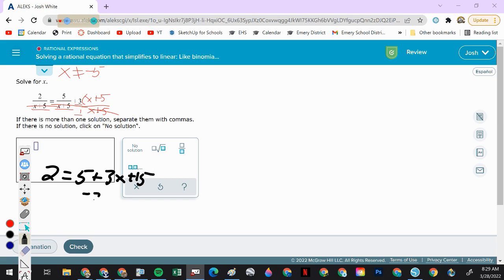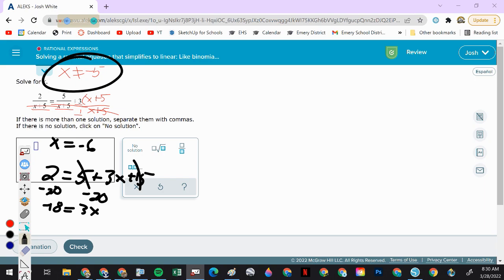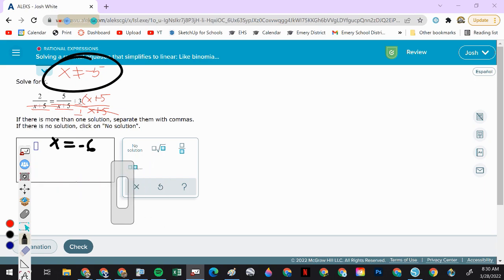So I'm going to subtract 20. We get negative 18 equals 3x. So x is negative 6. Is negative 6 okay? Yes, negative 5 is the one that doesn't work. So far we haven't run into a no solution, but it could happen. So make sure that you do figure out what number can't work every time.